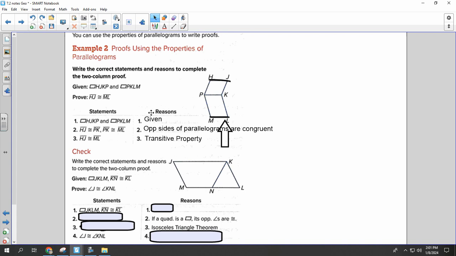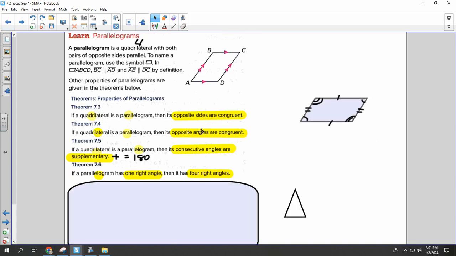So you guys have to fill in the reasonings here. Parallelograms HJKP and PKLM are parallelograms. That was given to us. And then because they're parallelograms, we can say that HJ is congruent to PK and PK is congruent to ML because opposite sides of parallelograms are congruent. That was one of the properties we looked at right here. If you have a quadrilateral that's a parallelogram, then its opposite sides are congruent.